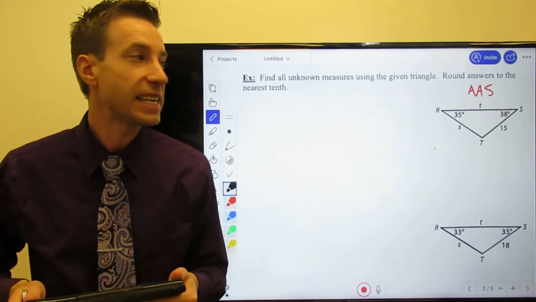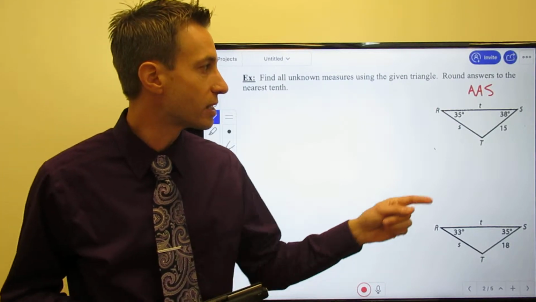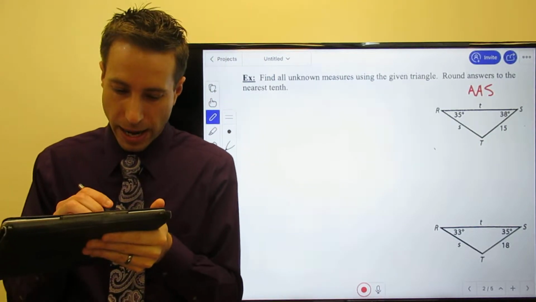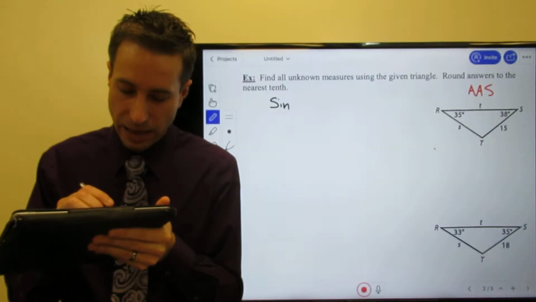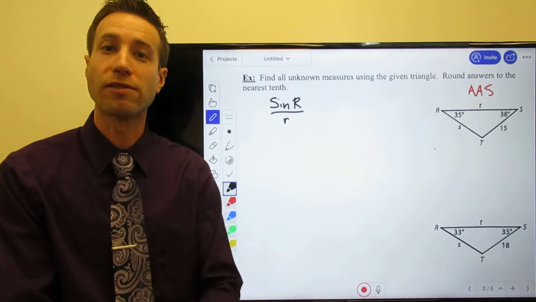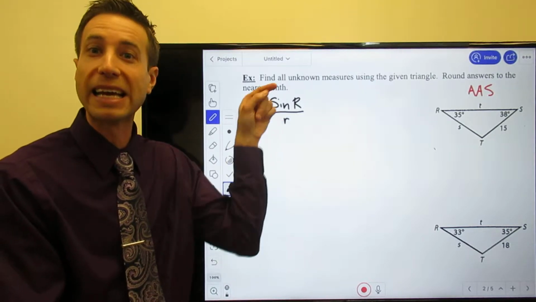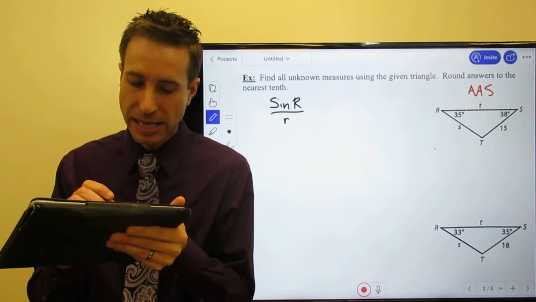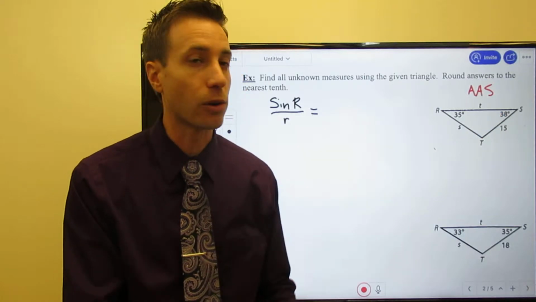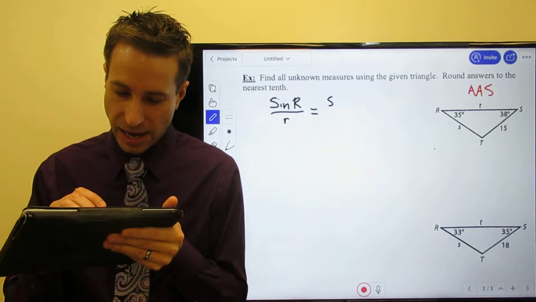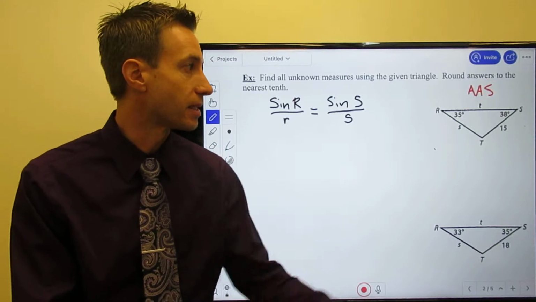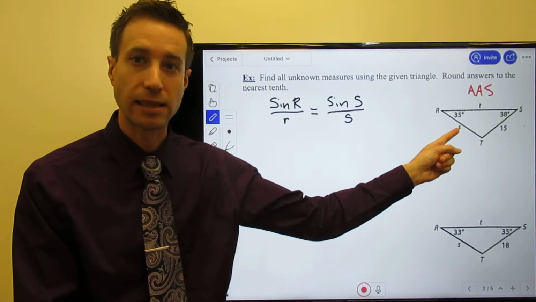So now all we've got to do is set it up. Please notice that I've been given the angle R, and I've been given the opposite side of R. So I can set up the sine of angle R over its opposite side. Remember, that's the way the law of sines works: the sine of the angle divided by its opposite side. Now that has to be equal to something. I've also been given angle S, so I will have the sine of angle S divided by its opposite side. Since this is angle S, this is its opposite side.